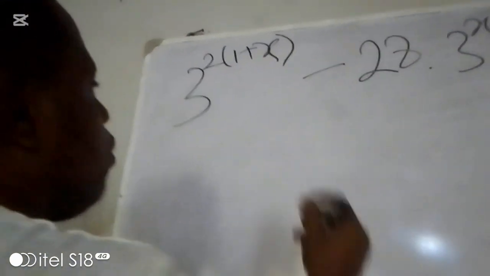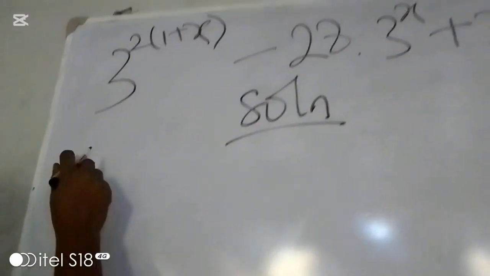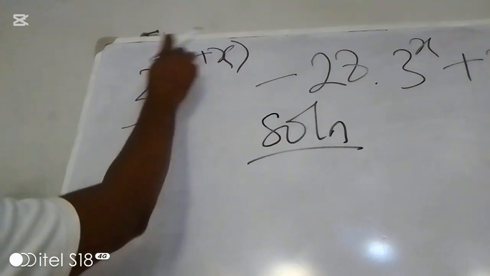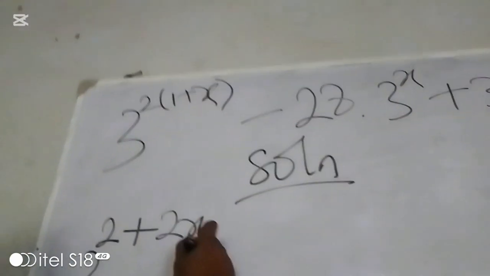You start with the word solution. So from here now, 2 times 1 becomes 2, and 2 times x becomes 2x.